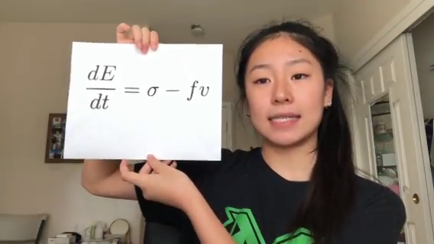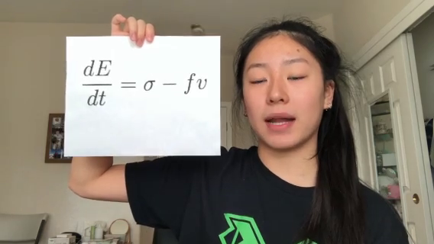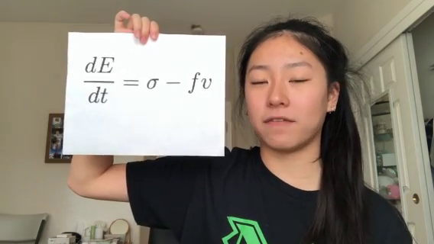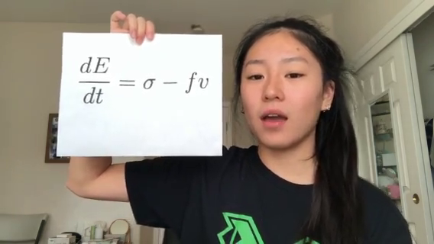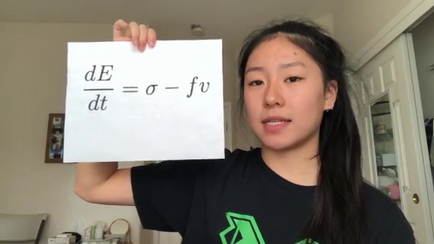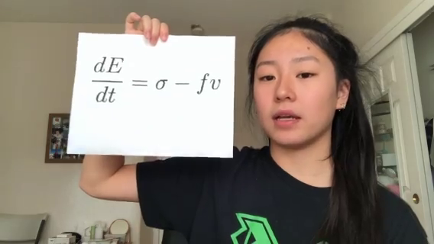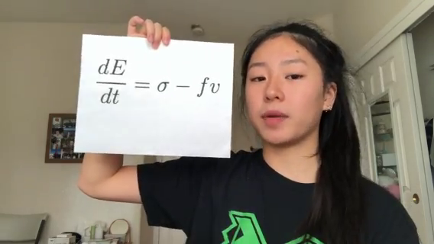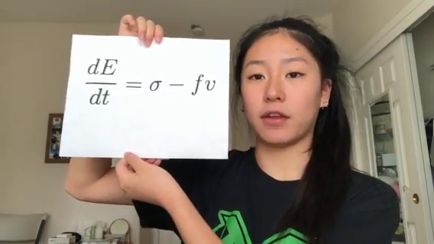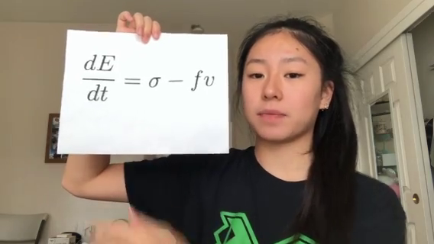The second equation relates propulsive force and energy supply. This equation states that dE over dt equals sigma minus f times v. So in this equation, E represents the runner's energy supply, which is restored at a constant rate sigma. In spite of this replenishment, the energy supply eventually reaches zero at the end of the race.